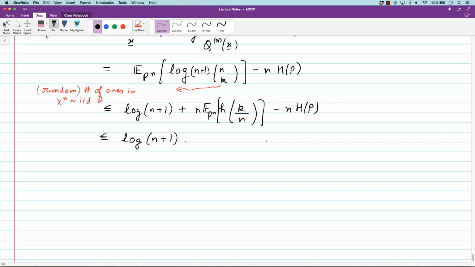With add 1, the calculation was slightly easier. You can also try to do the add half calculation. Okay, that's all I wanted to say in universal coding. We have finally given you a scheme which you can implement.